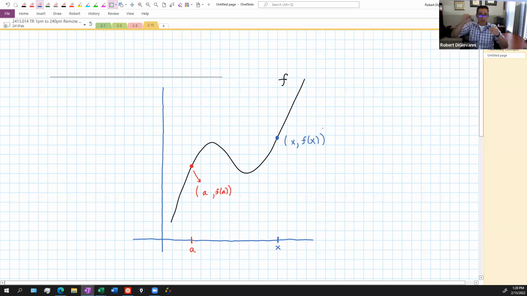Okay, so we have 2 points. And if we draw a line between these 2 points, see if I can draw a line, this right here is the secant line.